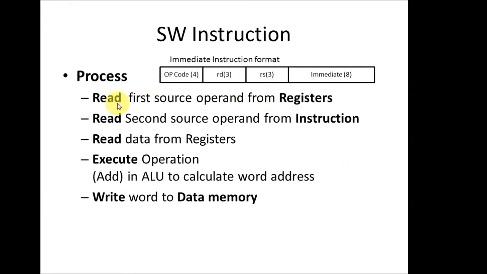Next we have the SW instruction, and this one gets a little more complicated as well. We read the first source operand from the registers. We read the second source operand from the instruction, so this is an immediate, again, where we have a base address and then an offset, which gives us the word address. We also need to read the data from the registers, because the source copies from the registers into data memory. To do this, we've only got one source address. We're actually going to use the destination register as an input register, so that means we're going to have to switch this destination address into one of these source addresses on the register file, and then we write the word to data memory.